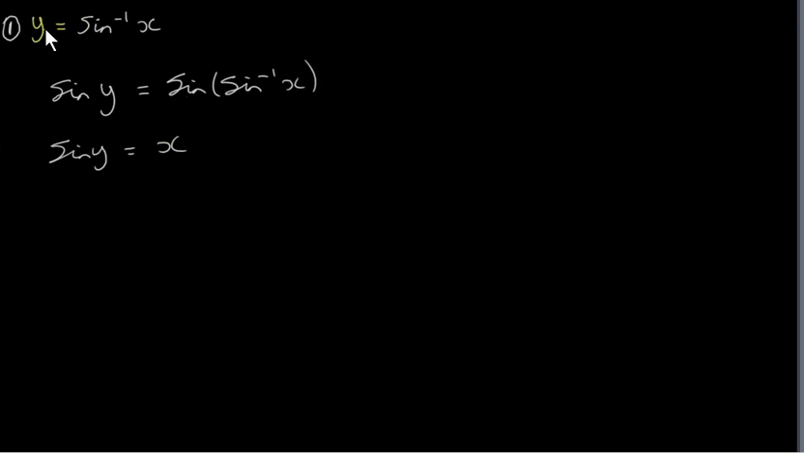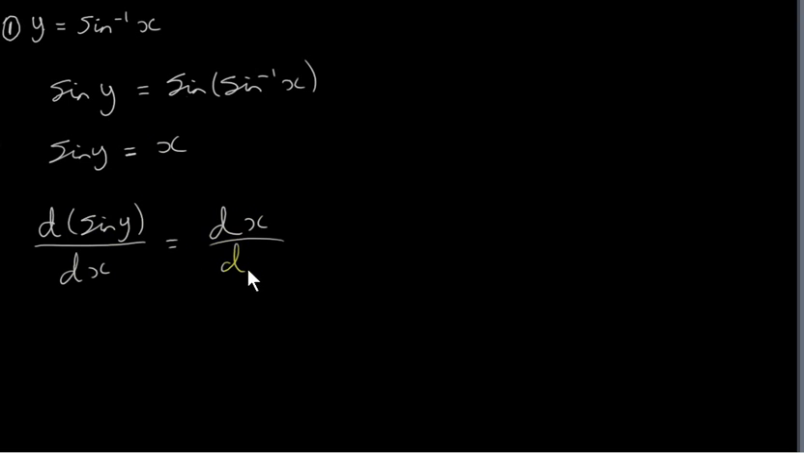So we just turn this round. Y equals inverse sine of x is equivalent to saying that sine of y equals x. The next thing we do now is differentiate both sides with respect to x. If we differentiate the right hand side with respect to x, we get dx with respect to x. Put this x in brackets if we like. Now, the right hand side is quite straightforward. The derivative of 1x with respect to x is just 1.